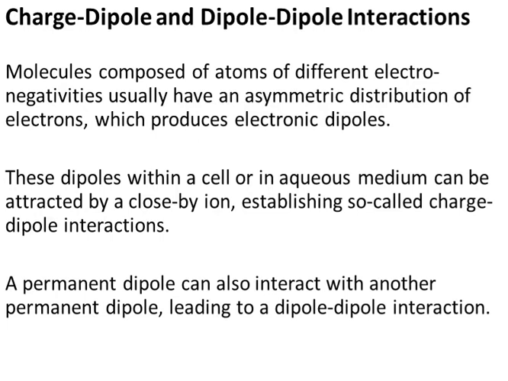Since there are two poles, molecules possessing such partial positive and partial negative ends are called dipoles. In general, all polar molecules are considered dipoles. When these dipoles in a cell or in aqueous medium are attracted by an ion, which can be positive or negative, the attraction between the dipole and the charge is called charge-dipole interaction. In case you have two polar molecules attracting each other, the interaction is called dipole-dipole interaction.